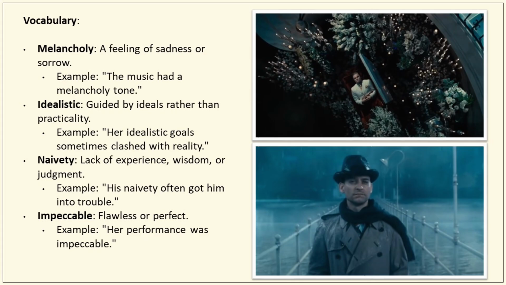Let's look at the vocabulary we have learnt. Melancholy. It means a feeling of sadness or sorrow. The music had a melancholy tone. Idealistic. It means guided by ideals rather than practicality. Her idealistic goals sometimes clashed with reality. Naivety. It means lack of experience, wisdom, or judgment. His naivety often got him into trouble. Impeccable. It means flawless or perfect.